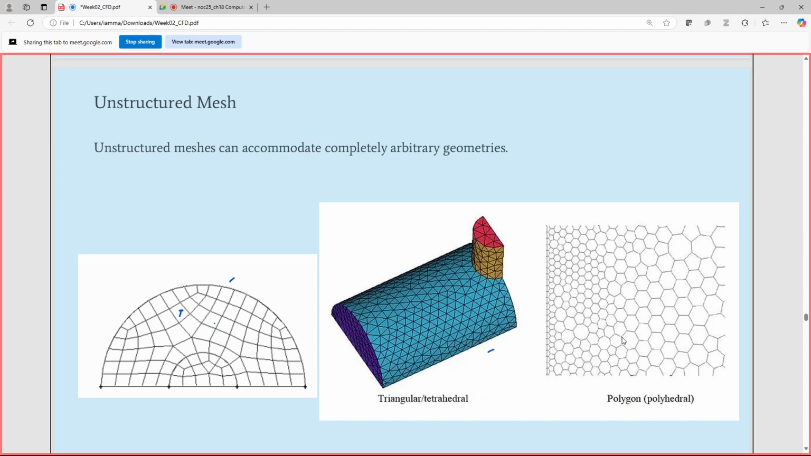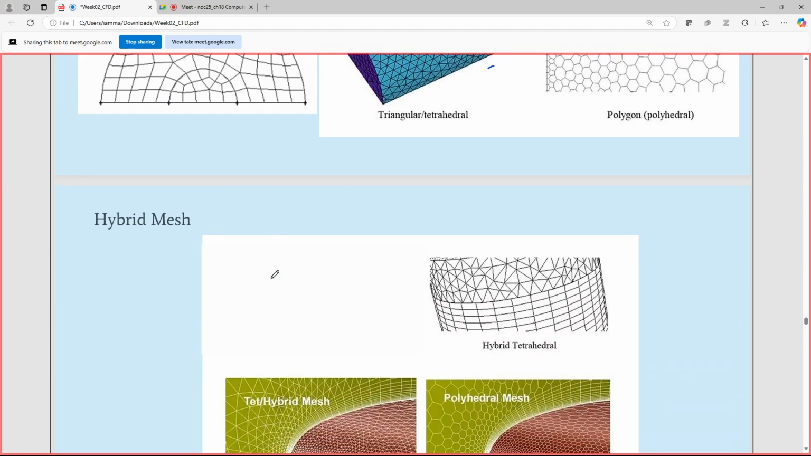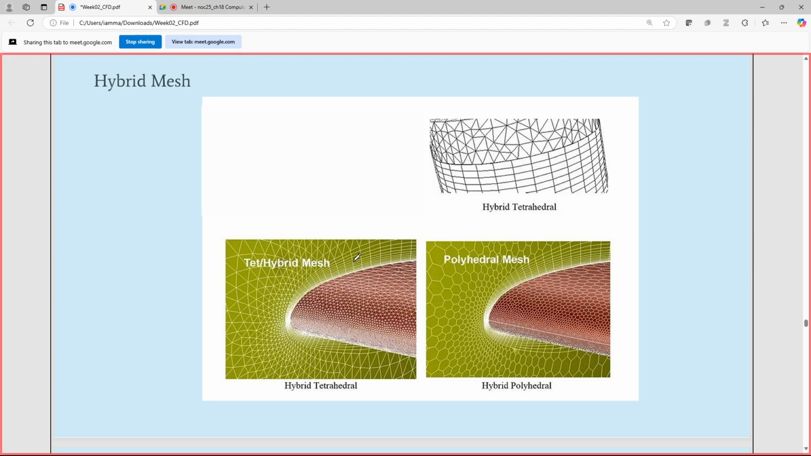And polygon, that I have discussed earlier. This is the polyhedral mesh. The simplest example is if you have cut open a thermocol piece or something, you will find these kind of grains there. So that is polyhedral. So all these are unstructured meshes. Whereas hybrid meshes is the coexistence of both unstructured and structured mesh.